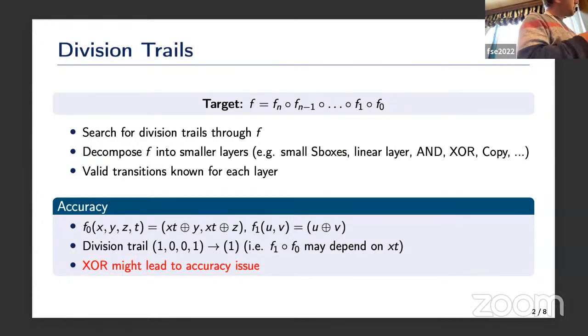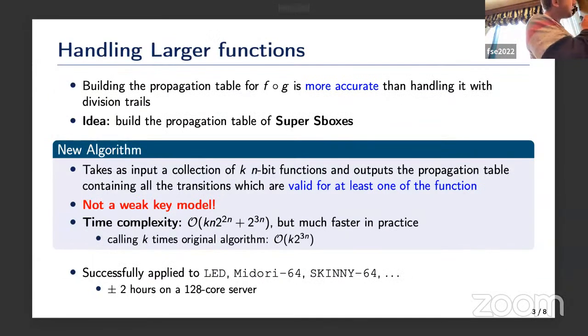So what we did in this work is all about increasing the precision of division property. First, our idea was to handle larger functions, larger layers than previously. So we proposed a new algorithm to compute valid division property propagation for super S boxes and for big functions up to 16 bits. Basically this new algorithm takes as input a collection of k big functions and outputs the propagation tables containing all the transitions which are valid for at least one of the functions.